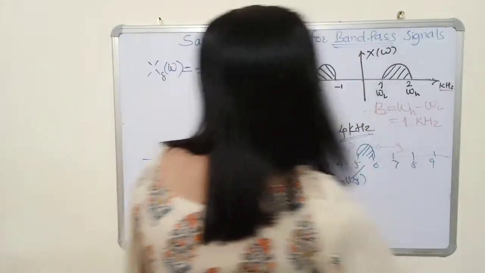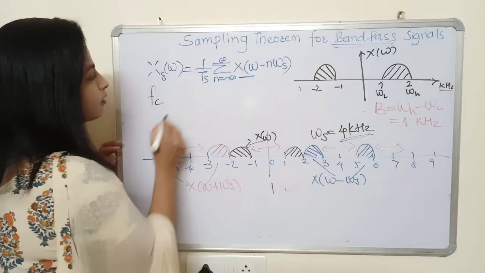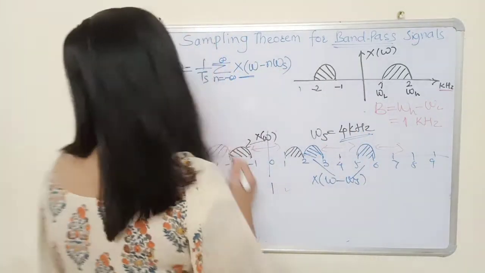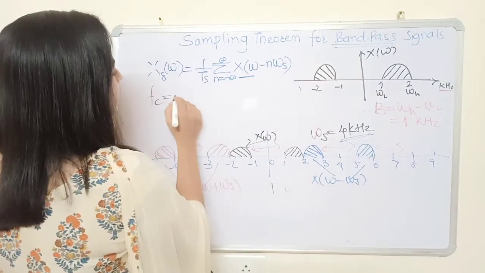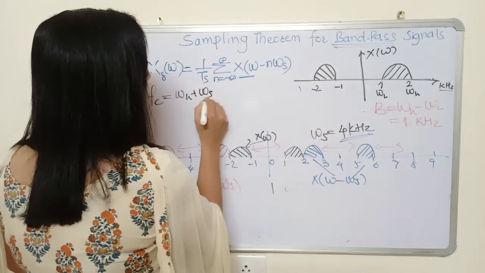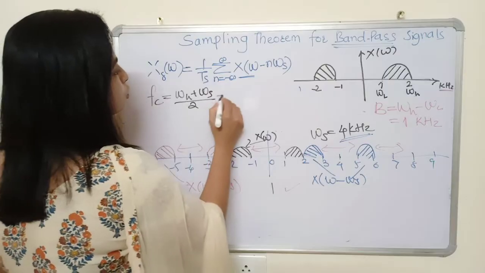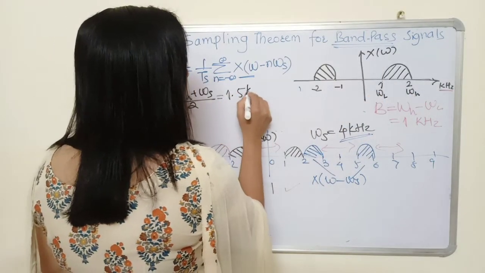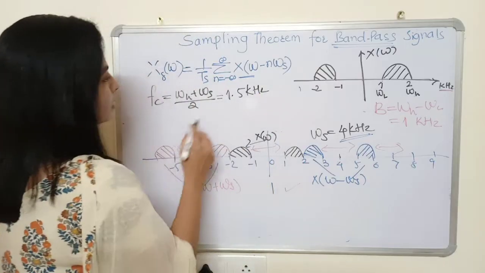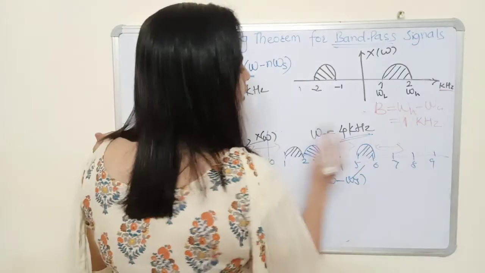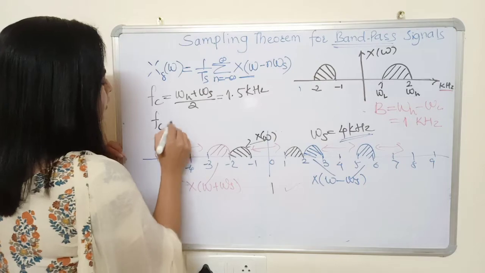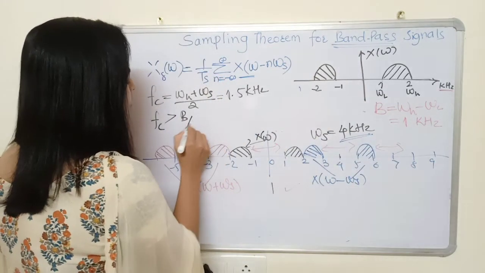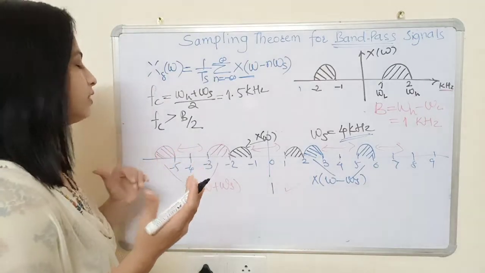First of all, we need to find FC, that is the center frequency, which is equal to the mean of these two values. So (omega h plus omega s) divided by 2. In this case, it is 3 by 2, that is 1.5 kilohertz. Okay. Bandwidth is 1 kilohertz. So FC must be greater than the bandwidth by 2. Let us check if it is true.